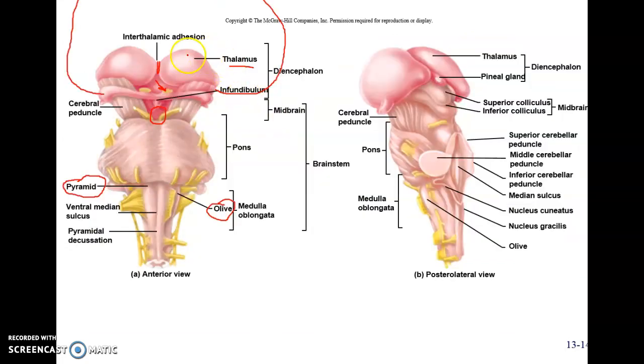Right there. There's your thalamus right there, but we're looking straight at it. So the interthalamic adhesion is just what it says, right? It adheres the thalami between them. Okay. So infundibulum, that's the stalk for the pituitary gland.